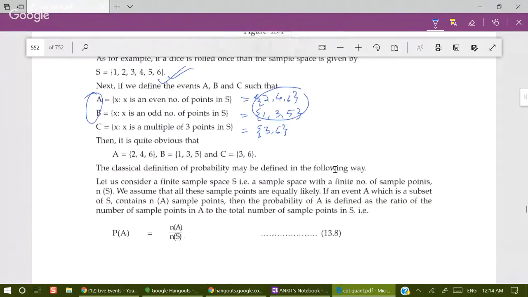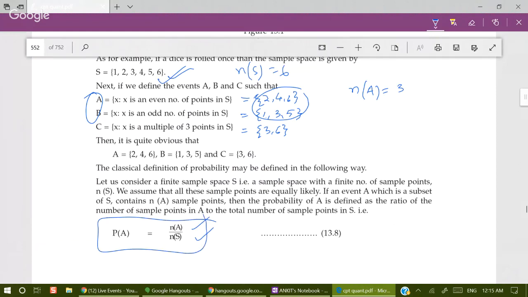Now, the classical definition of probability. Let us consider a finite sample space with a finite number of sample points. We assume that these sample points are equally likely. An event A, which is a subset of S, contains nA sample points. In simple language, S was 1, 2, 3, 4, 5, 6 and A was 2, 4, 6. There are three things that tallied with S. So nA, the number of elements in A, is 3, nS is equal to 6, so the probability of A is nA by nS.